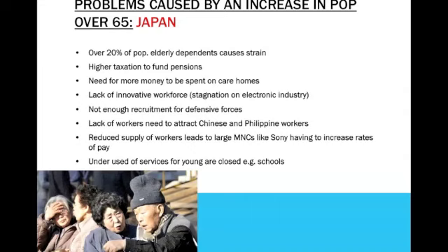Also, many underused services, such as schools and daycares, must be closed because there simply are not enough people. The threshold population is just not there.